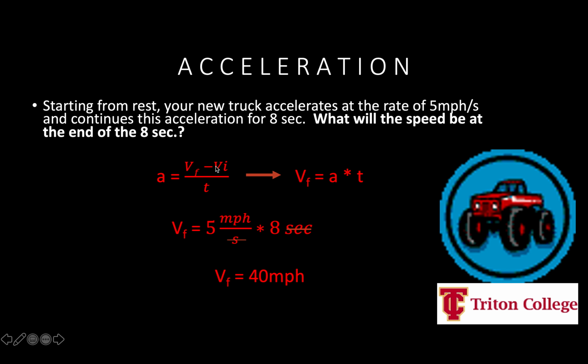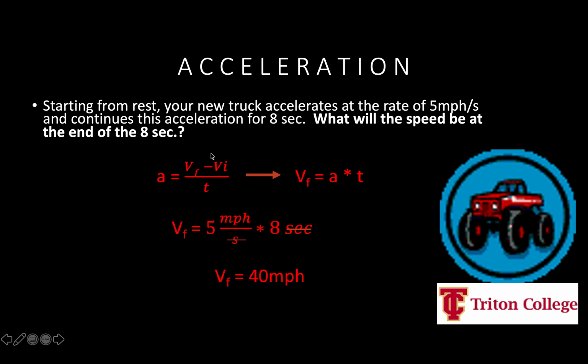Now the other variable I'm given is that it says starting from rest. So what is my VI going to be? It's going to be 0, correct? If you're starting at rest, you're at 0. So guess what happens to this variable? Anything minus 0 is just the same variable. So I can cross it out and make this even simpler.